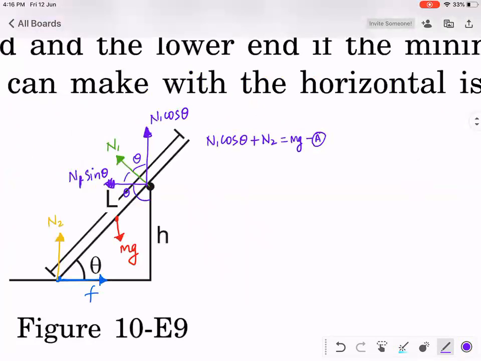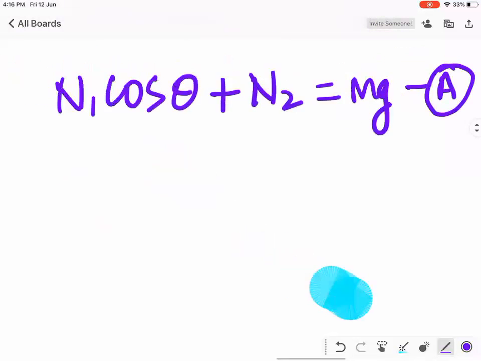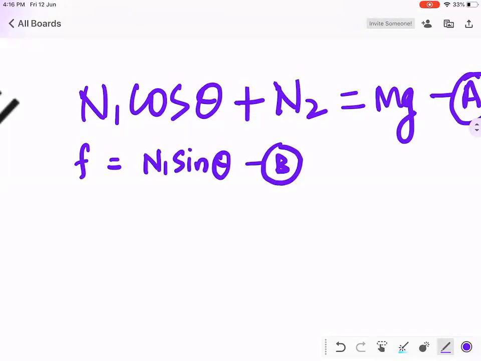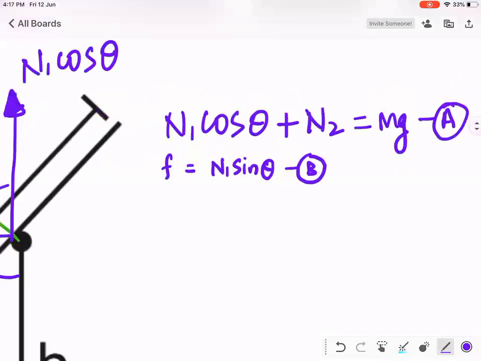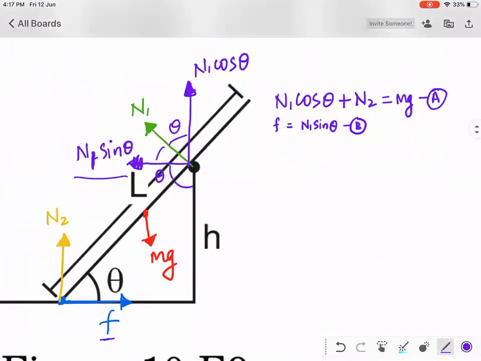Net upward force equals downward force. So right hand side force must be equal to left hand side force. Think about F and N1 sin theta. Am I right? F must be equal to N1 sin theta. This is equation B. Is this right? Is this right, kids? Right hand side force must be equal to left hand side force, right?